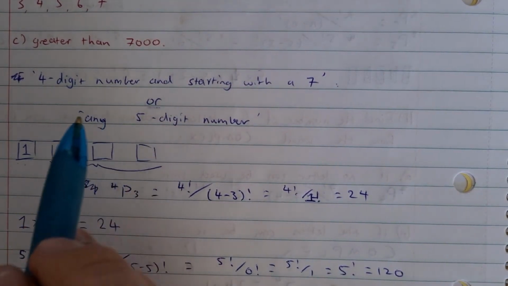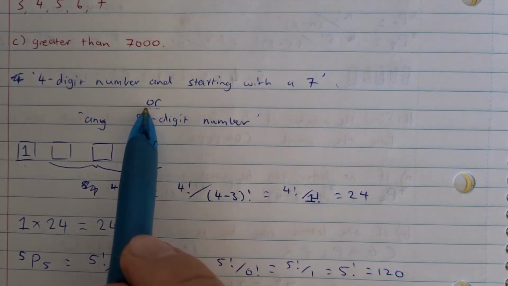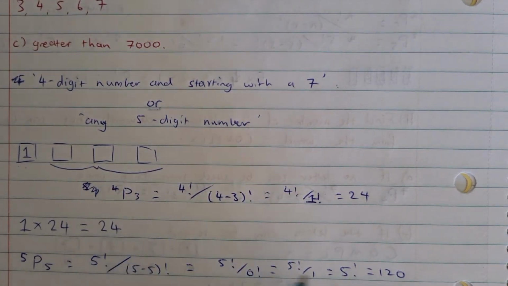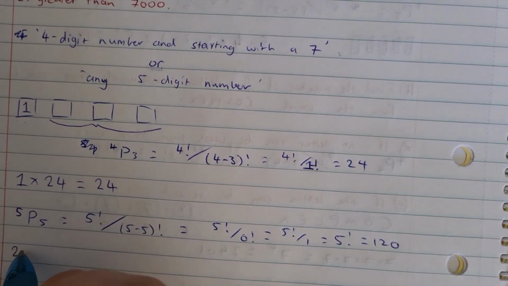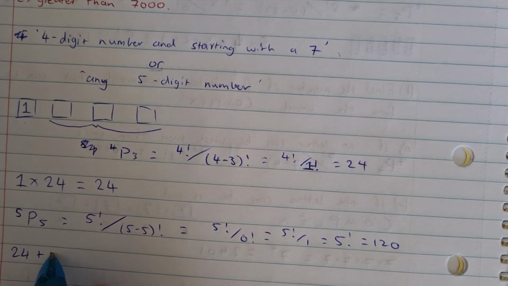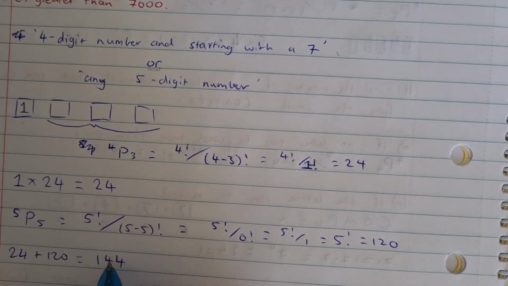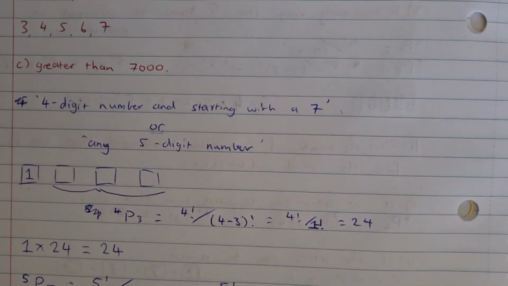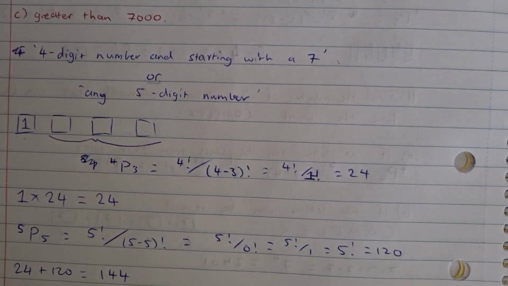Because we are asking ourselves about 4-digit numbers starting with 7, or any 5-digit number, we need to add these permutations together. So in total, there are 24 plus 120 options, 144 different ways we can arrange these digits into a number that's greater than 7,000.